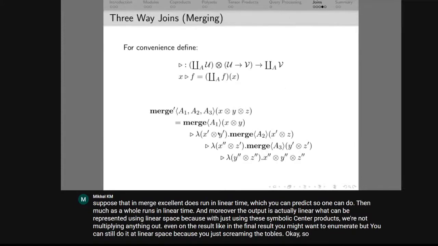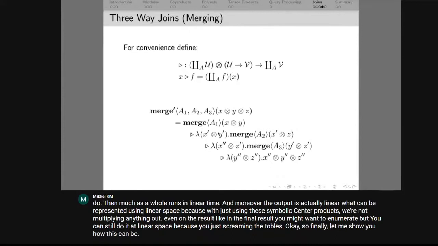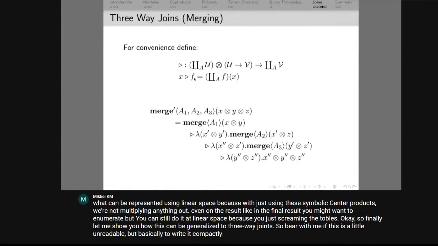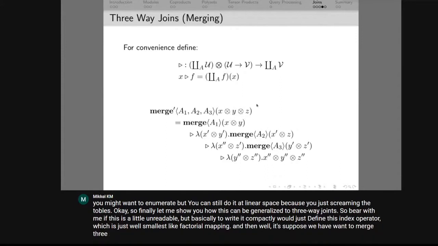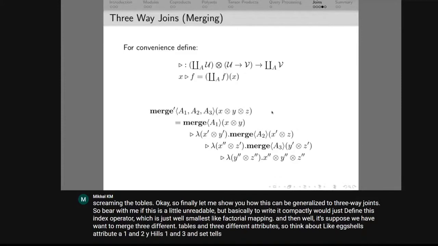Okay, so finally, let me show how this can be generalized to three-way joins. Bear with me if this is a little unreadable, but to write it compactly, we would just define this infix operator, which is more or less like functorial mapping. Suppose we want to merge three different tables and three different attributes. Think of X as having attributes 1 and 2, Y has 1 and 3, and Z has 2 and 3. So it's a cyclic three-way join.